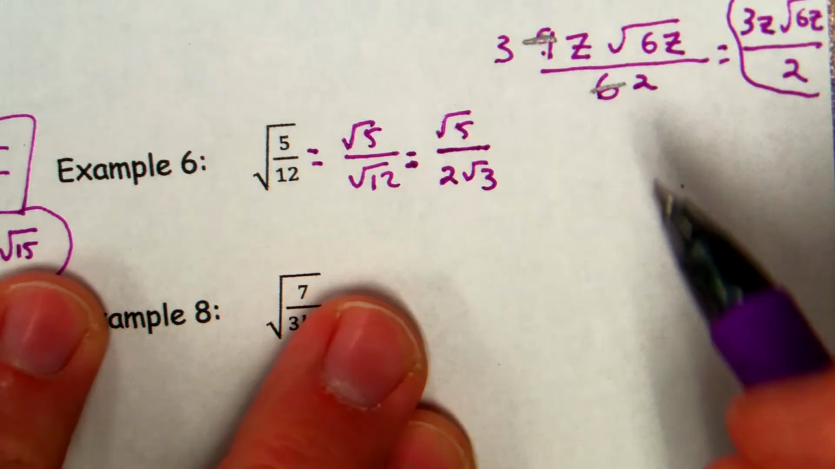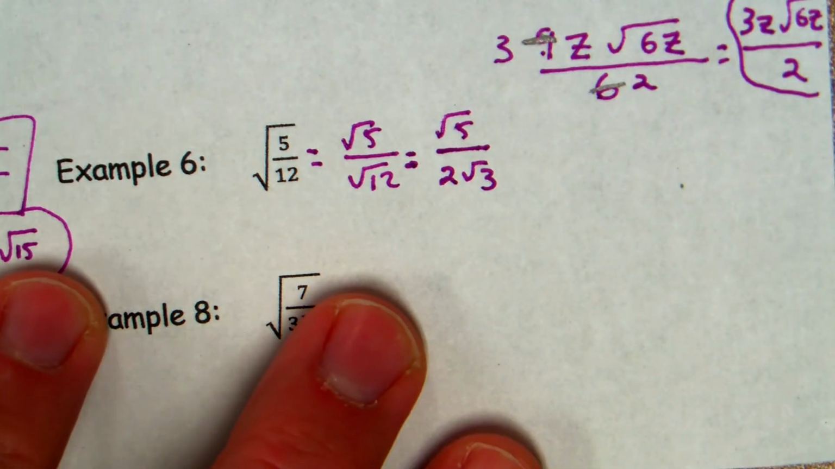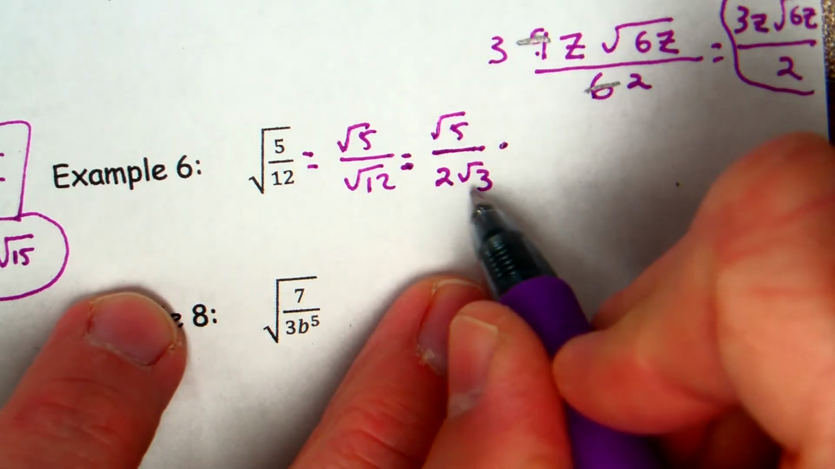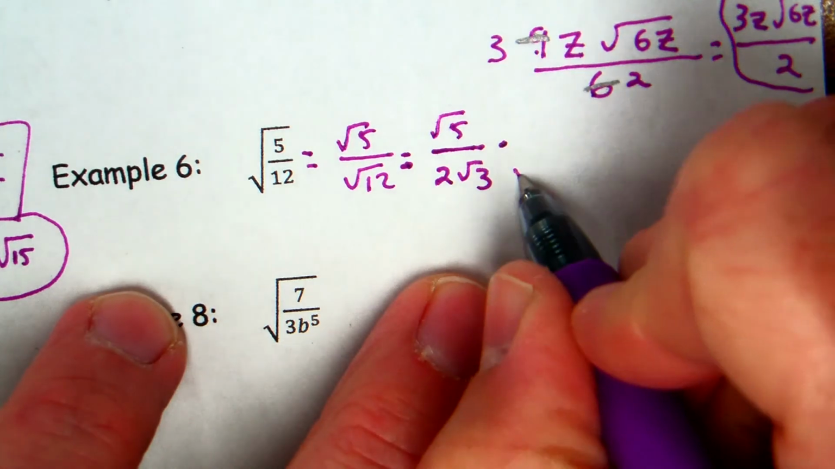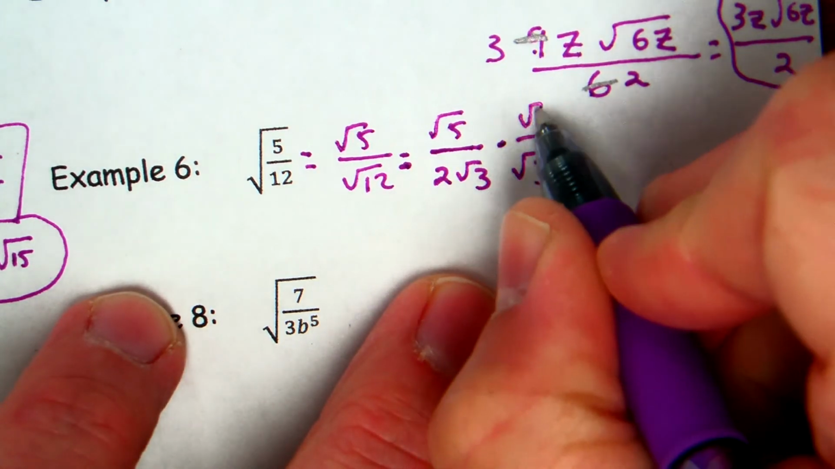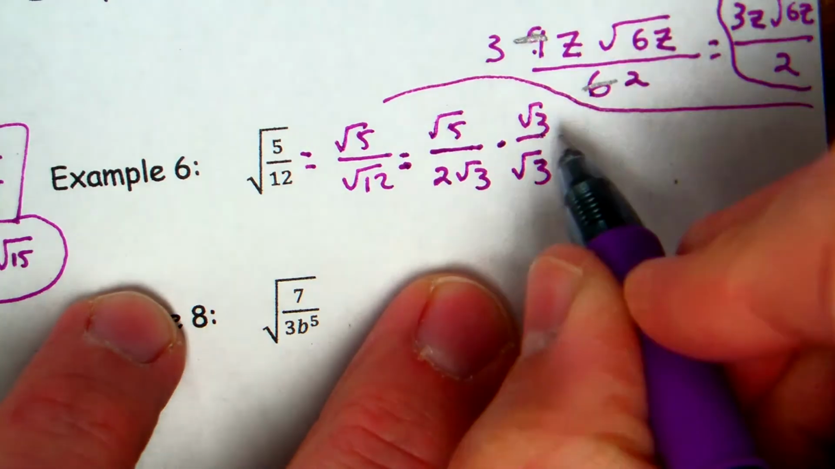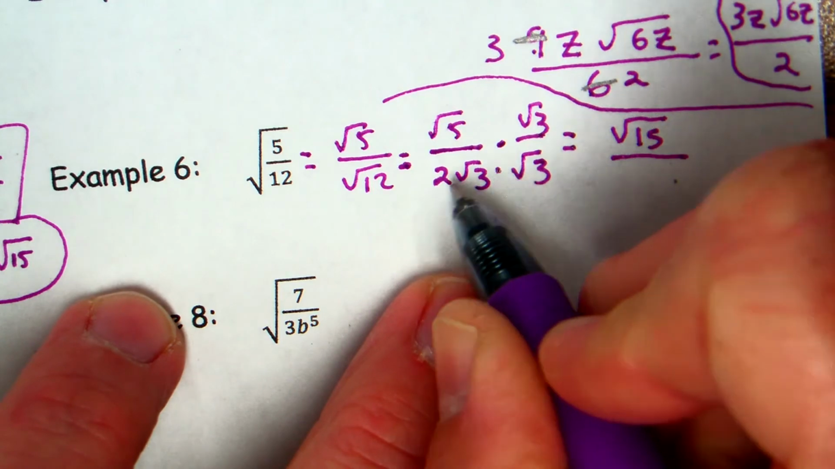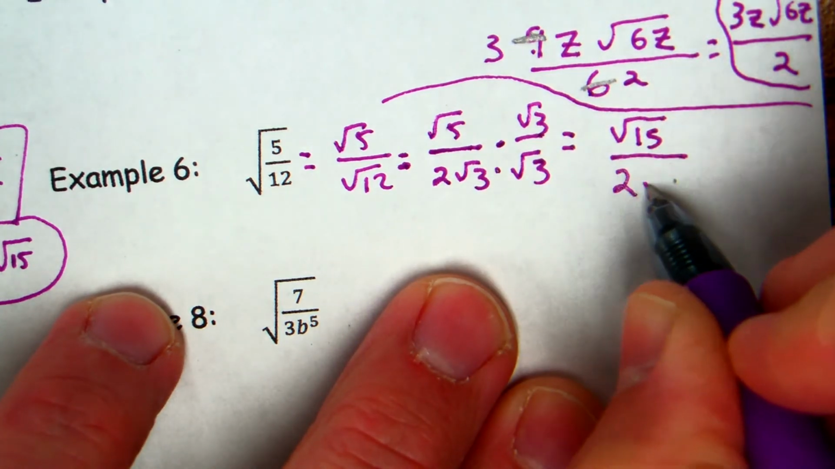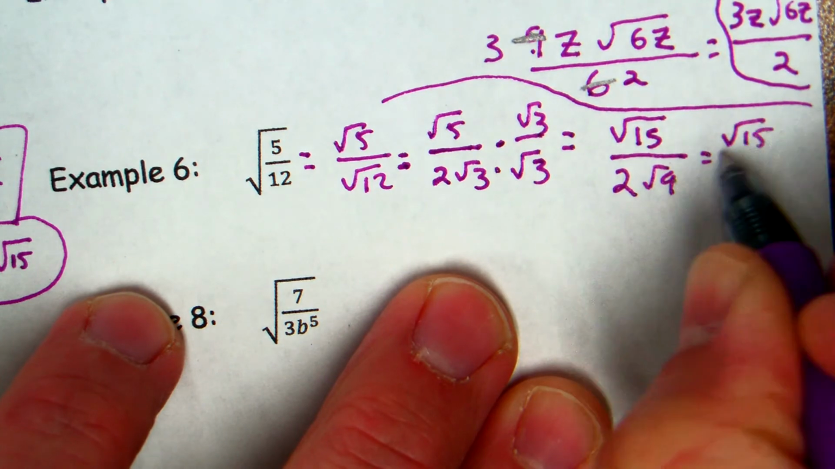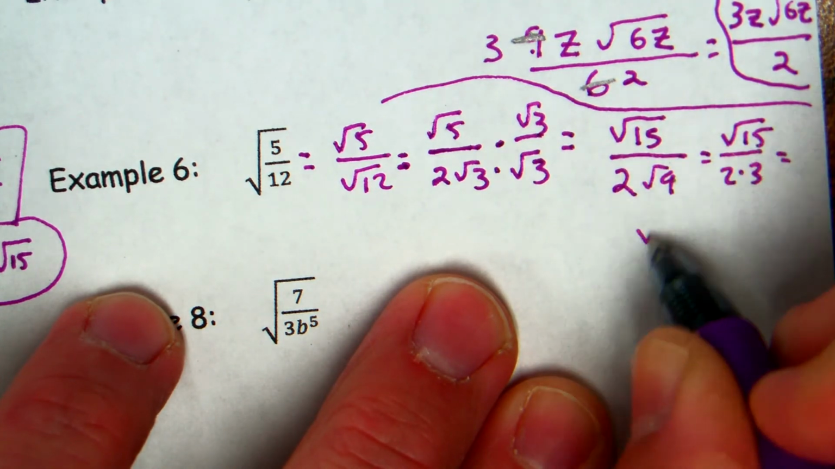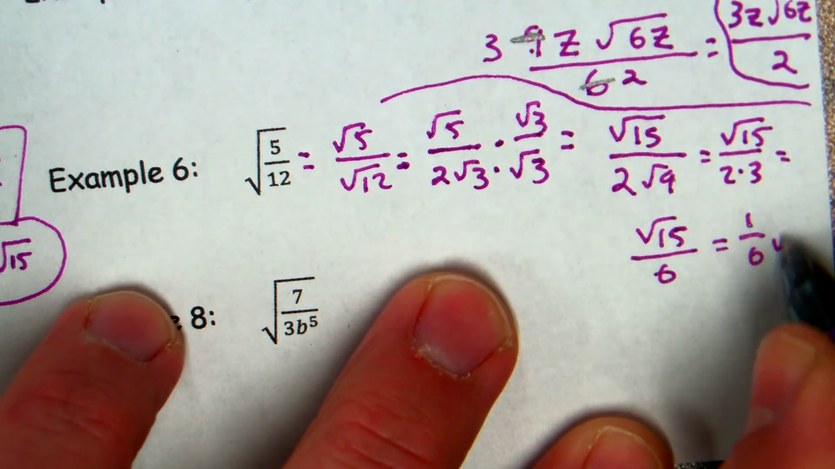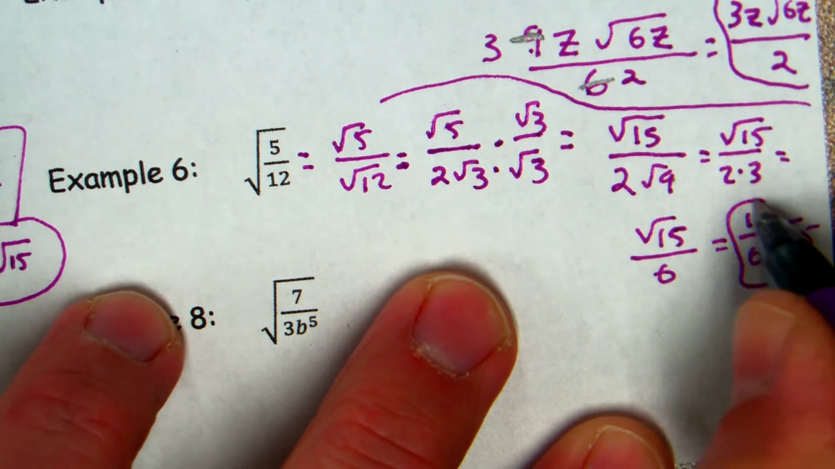The reason for that is if you don't do that, at the end there's going to be a lot of extra work to simplify it. Much, much easier to simplify it at the beginning. I'm not allowed to have a radical 3 in my denominator, so I'm going to multiply by 1 in the form of radical 3 over itself. That gives me radical 15 over, this is 2 radical 3 times radical 3, which is 2 radical 9, or radical 15 over 2 times 3, or radical 15 over 6. Once again, if you really want to impress me, you're going to change that to multiplying by the reciprocal.